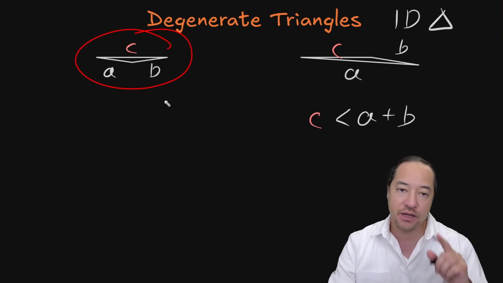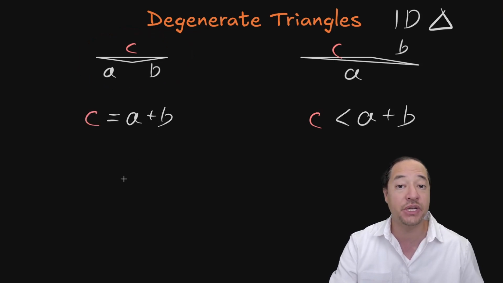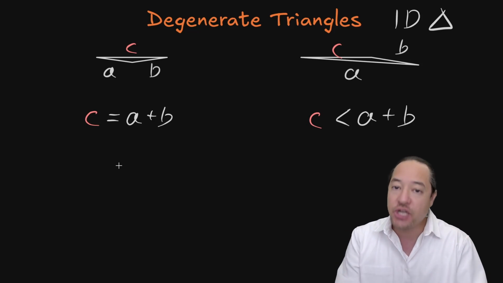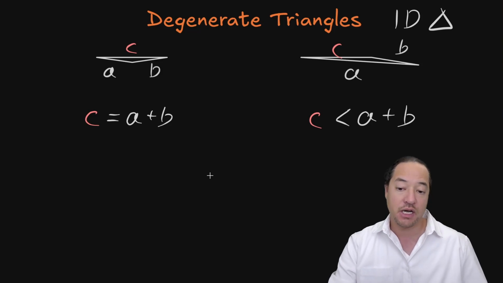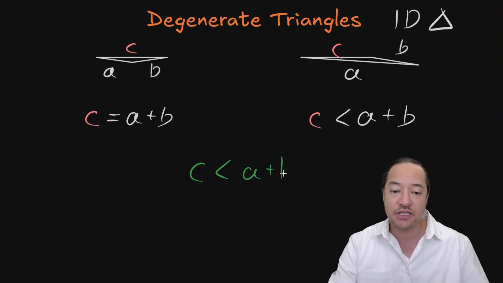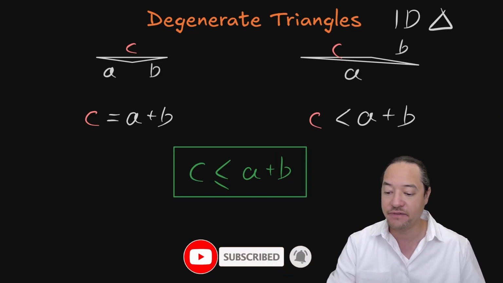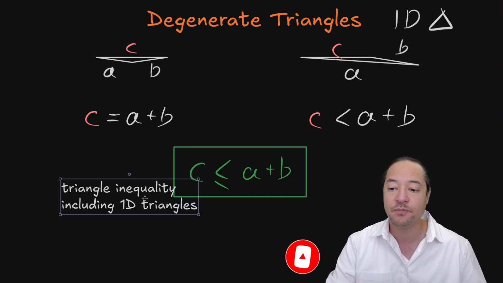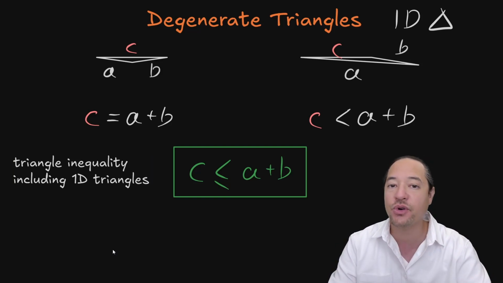But for this triangle, it is different, because notice now C will actually exactly equal the length of A and B. And so when we consider degenerate triangles, we actually have to modify our original triangle inequality, because now C is not necessarily strictly less than A plus B, but rather it's less than or equal to A plus B. And so this becomes a modified version of our triangle inequality when we're including degenerate or one-dimensional triangles. Okay, so that's an important step.